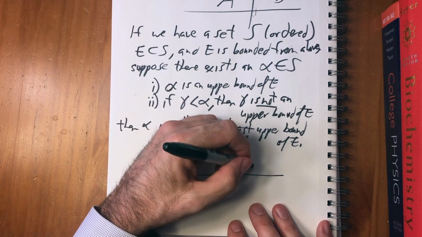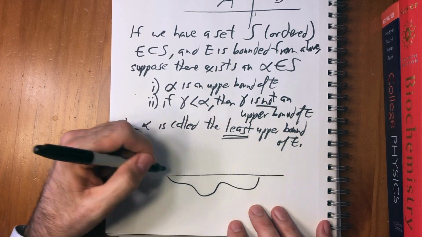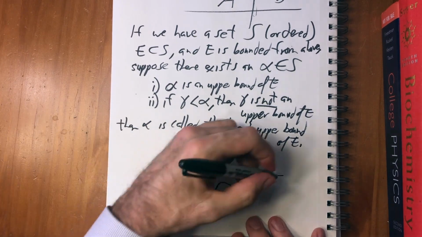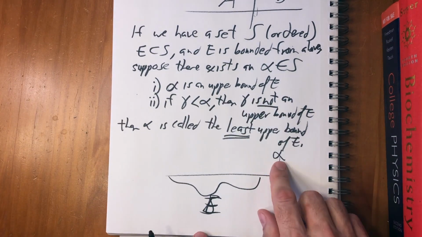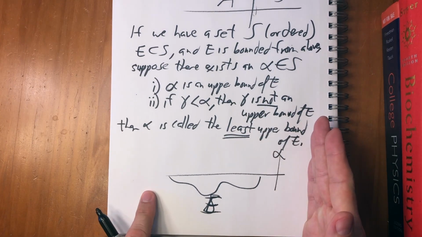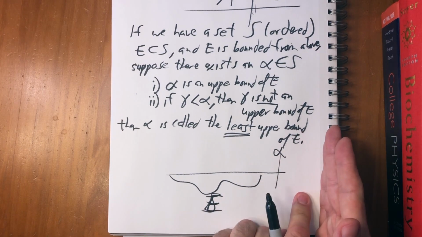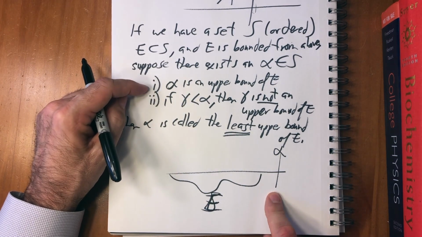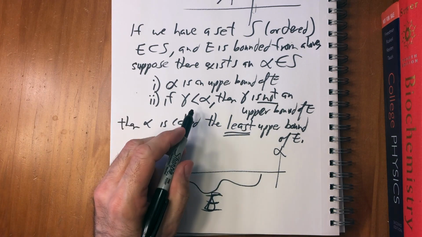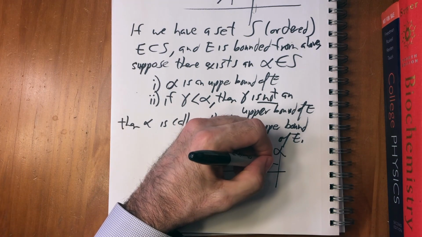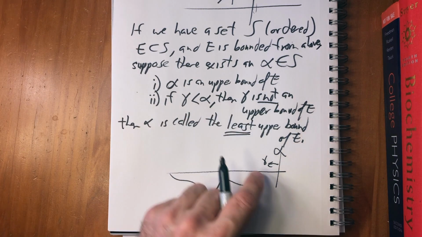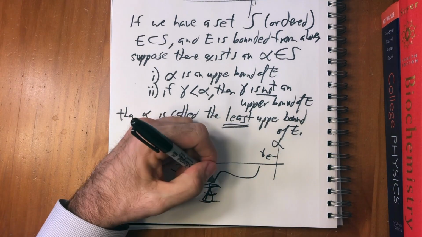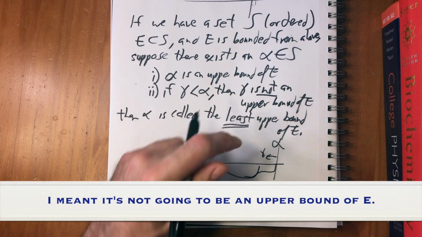So we have some S in here. So this is E inside S. And so we have an alpha over here that is greater than everything that's in E, right? So E is bounded from above. So that alpha is an upper bound of E. And also, if you have anything less than alpha, say gamma is over here less than alpha, then it's not going to be an element of E. So that E goes right up to alpha.